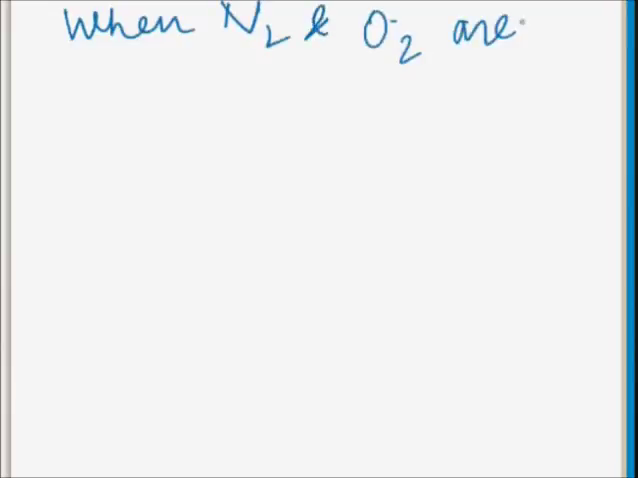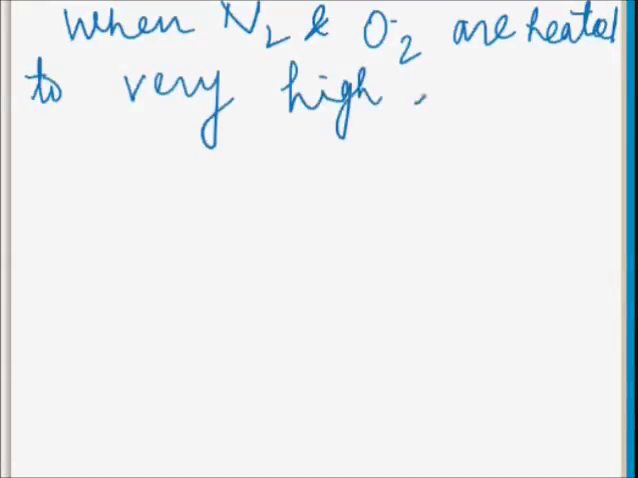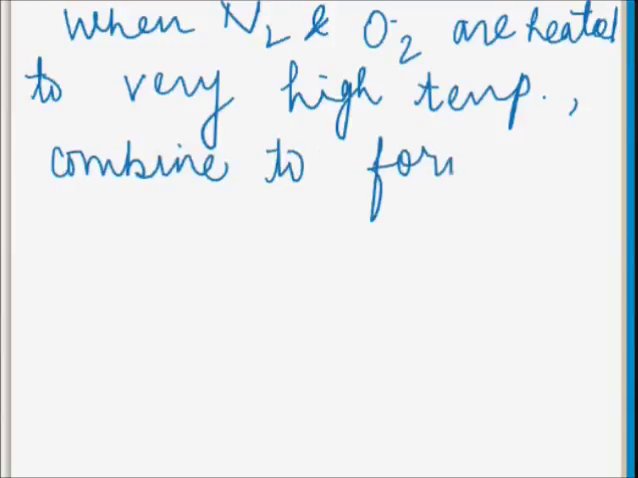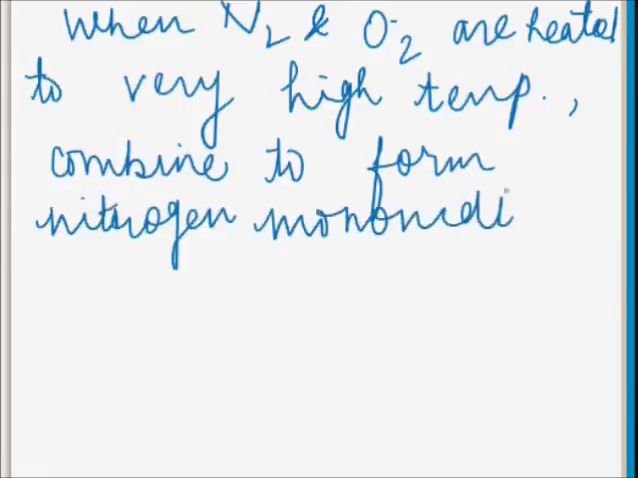When nitrogen and oxygen are heated to a very high temperature, they combine to form nitrogen monoxide. And a lot of heat is absorbed in this reaction.